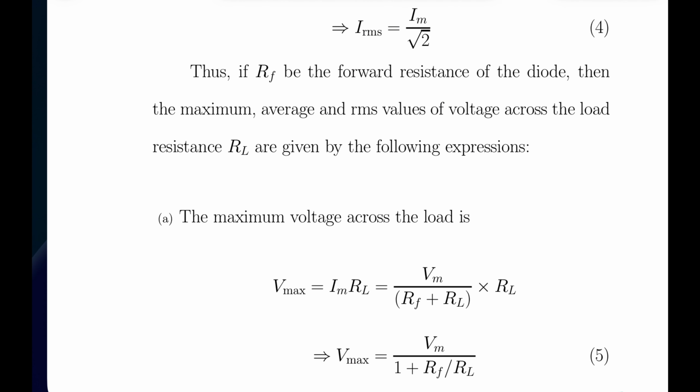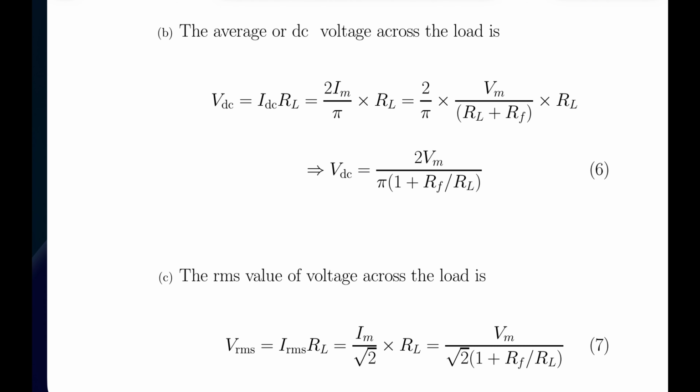So this is V maximum equal to Vm upon 1 plus Rf by RL. Okay. The second is the average or DC voltage across the load. This is VDC is equal to IDC into RL. IDC, as we have seen, is 2 Im by pi into RL. So this is 2 by pi. Put the value of Im here. This is Vm upon RL plus Rf into RL. So this gives you VDC as 2 Vm by pi into 1 plus Rf upon RL.